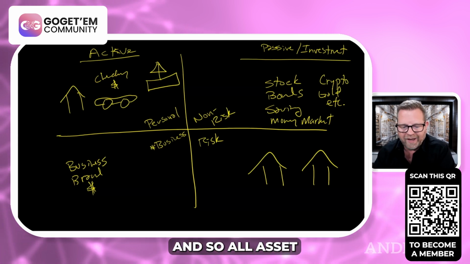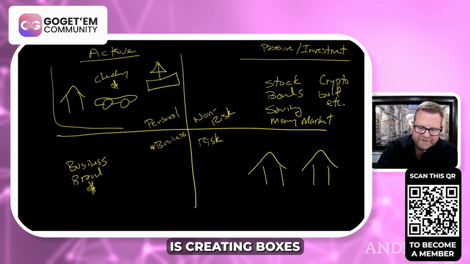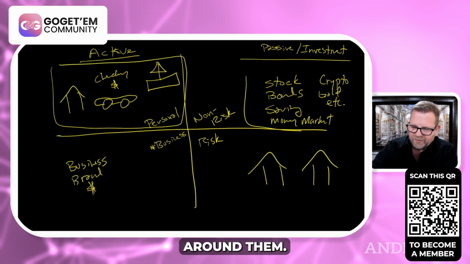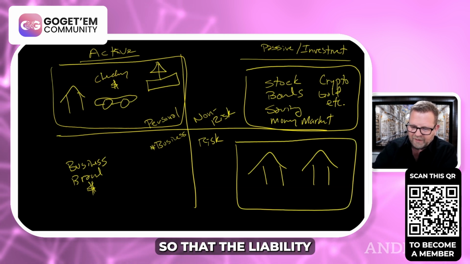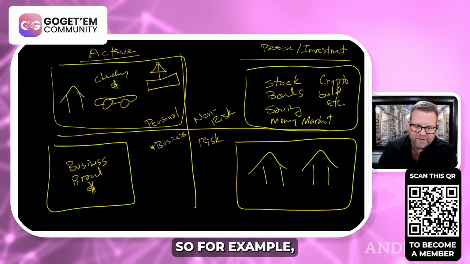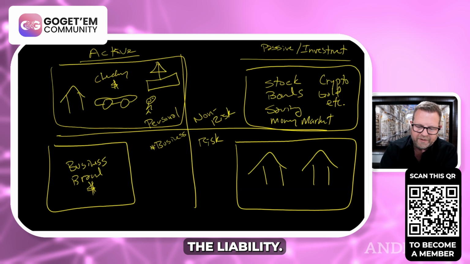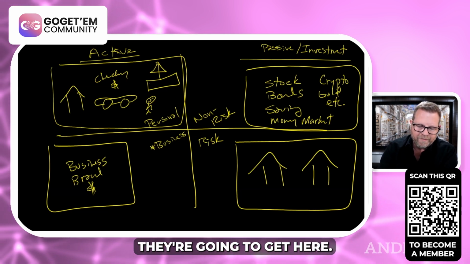And so all asset protection planning is creating boxes around these things. We create boxes around them so that the liability stays inside and we create protection from the outside. So for example, individually, I can never stop the liability. I drive a car, they're going to sue me, they're going to get here.